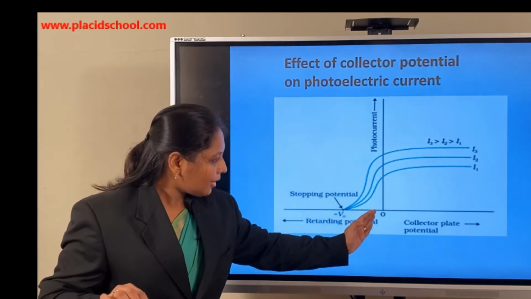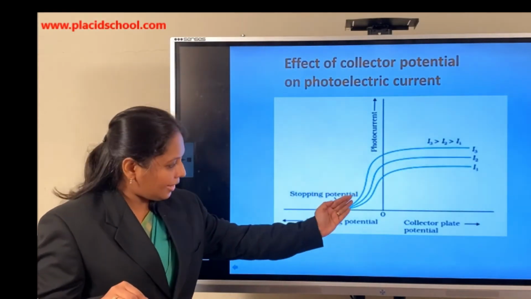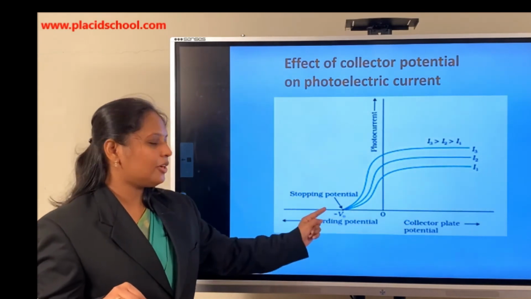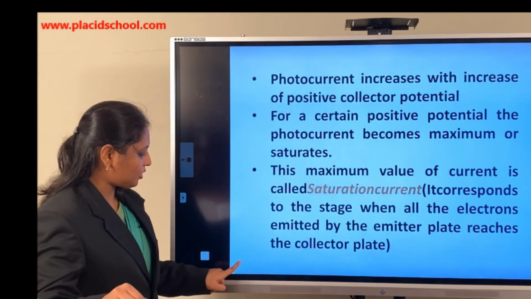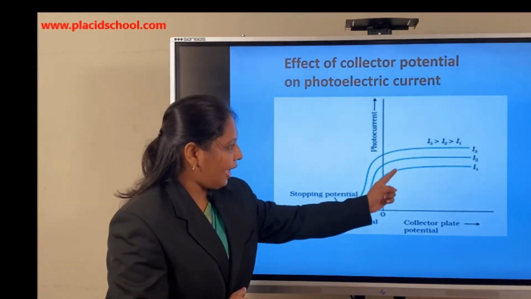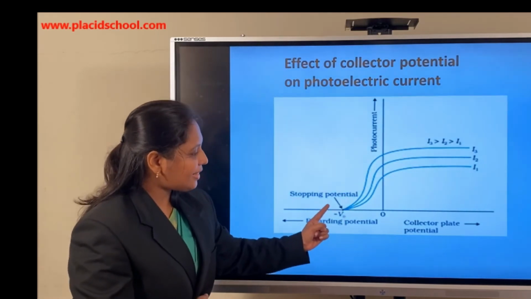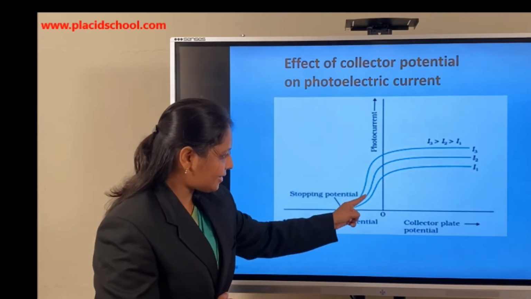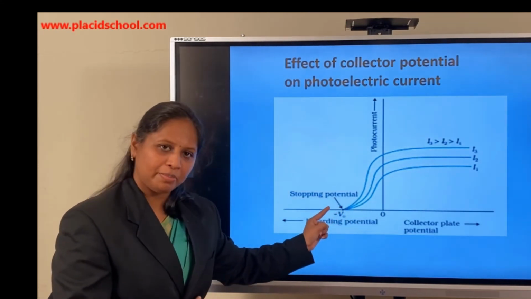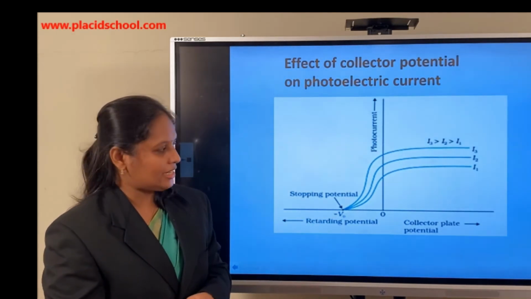Now the potential on the collector plate is reduced, or it has come to the negative side. Negative potential is given to the collector electrode with respect to the emitter electrode. See the shape of the graph. As you decrease the potential, you can see that the photocurrent decreases. Photocurrent decreases suddenly and drops to zero for a particular value of this negative potential, or the retarding potential.